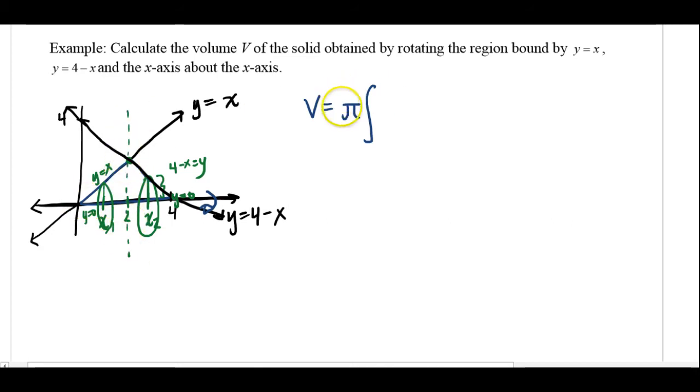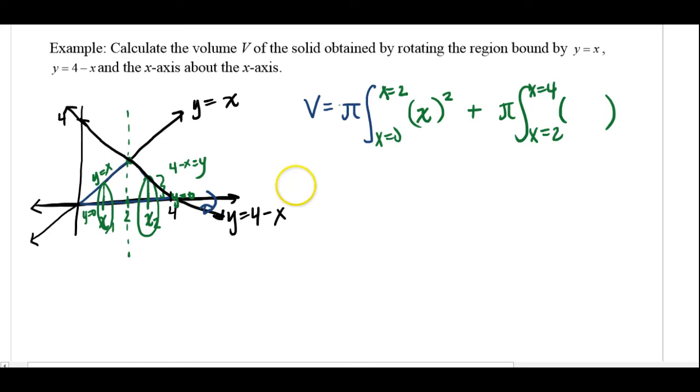So the first integral is going to be pi times the integral from x equals 0 to x equals 2 of top minus bottom. Over here between 0 and 2, that's just x, so x squared. And then we're going to need to add, doing it again, but going from 2 to 4 of the other function. So x equals 2 to x equals 4. And then top minus bottom is 4 minus x, quantity squared. And I forgot my dx's to be formal about it.